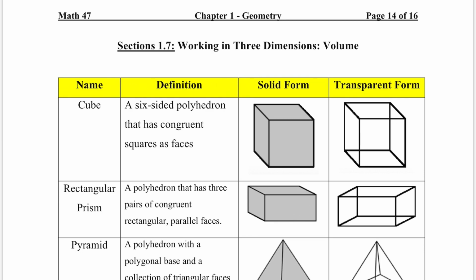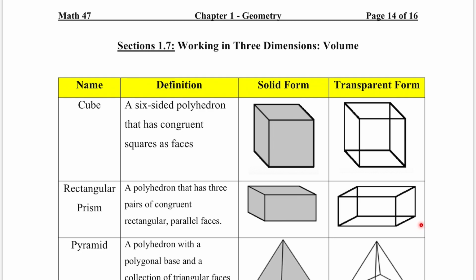The cube is made of 6 squares. I have the top, the bottom, the 2 sides, and front and back. And these squares will have the same measurement.